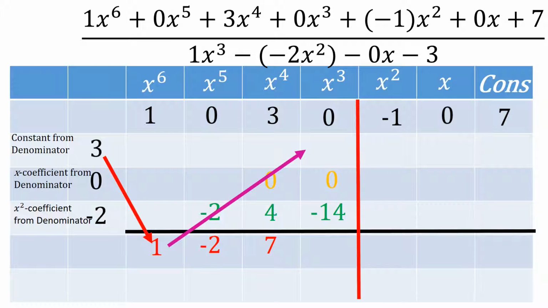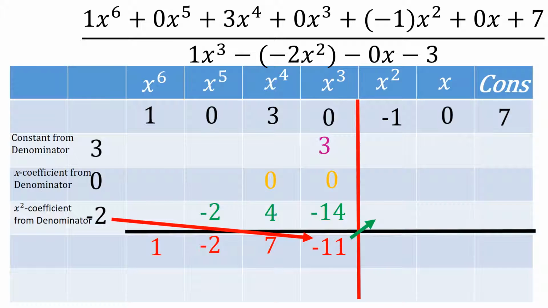3 times 1, and that result goes where the purple arrow points, and that is 3. Then we add all of the numbers in the x cubed column, and that is 0 plus 3 plus 0 plus -14, and that becomes -11. We have reached the red line. That means all of the coefficients of the quotient have been determined. We still have to determine the coefficients in the remainder though. So we'll continue this process.